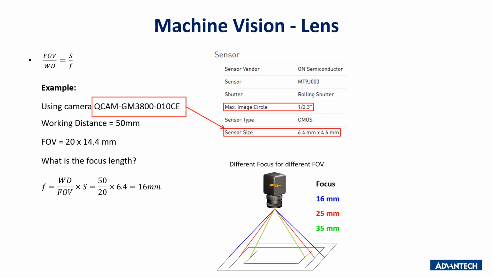In this case, we use the Advantech Q-Cam GM3800-010CE. The sensor size of this camera is 6.4 mm, the working distance is 50 mm, and the FOV is 20 mm. Based on the mathematical formula, we can calculate the focal length is 16 mm. Users can use these properties, based on their application, to select the suitable camera and lens.